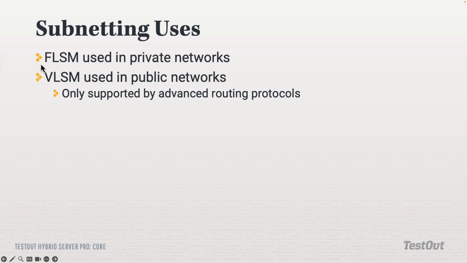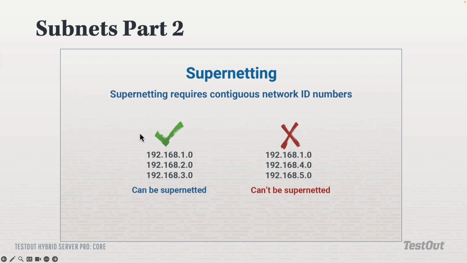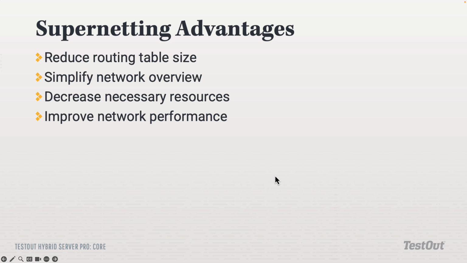So FLSM is used in private networks. VLSM is used in public networks, but you can also do it on your own as well. There's this idea of supernetting. Supernetting, I haven't personally had any experience with or need to do anything like this. I have always just subnetted things out and we're good to go. But it is important to note that supernetting requires your IP addresses to go one after another because it's going to utilize the whole block in order to create your networks.